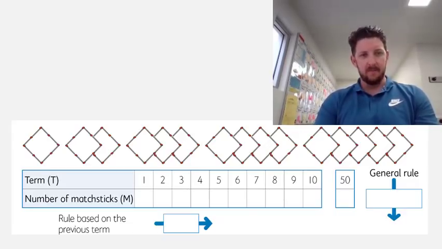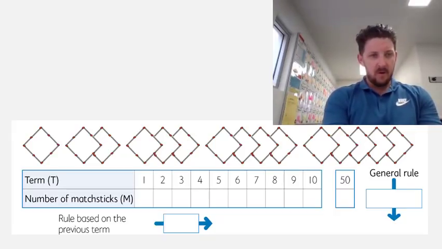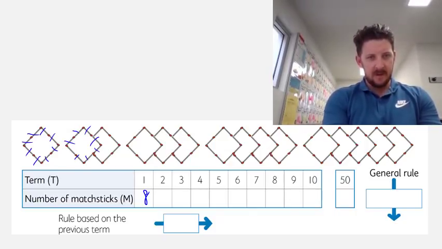I'm going to use blue pen this time. All right, so I'm looking at the first one. I count up how many matchsticks. I've got 8 matchsticks. I look at the next one. I've got 14 matchsticks. Then the next one has 20.